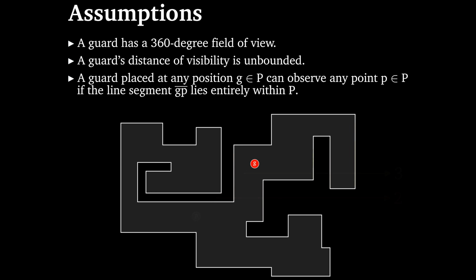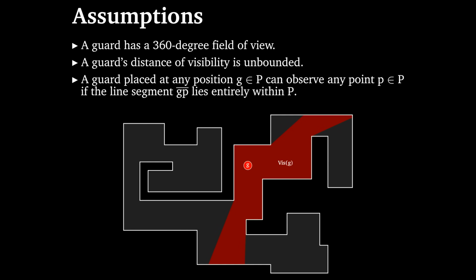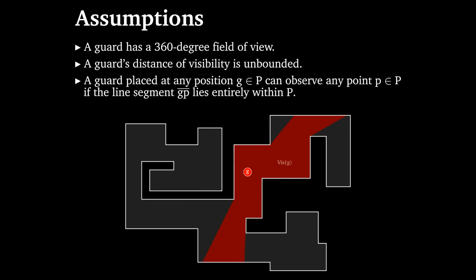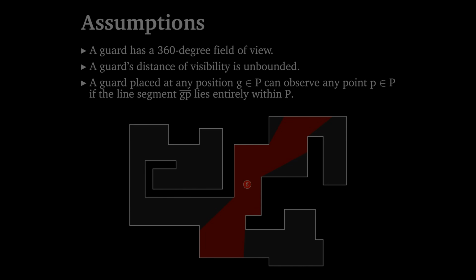So now we know how to compute all visible points P for a guard placed at a position G in a polygon. The union of all such visible points P defines the so-called visibility polygon of G, here denoted by vis of G. Yes, this is indeed a polygon. In fact, this is even a star-shaped set, and it will play a very important role in this video.